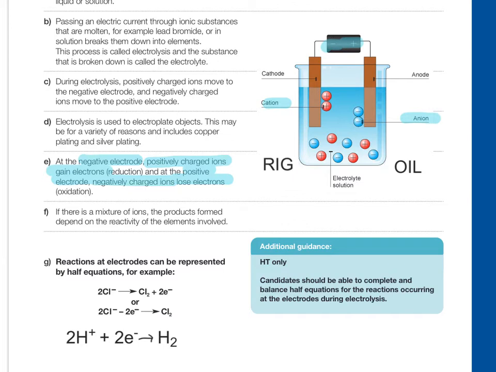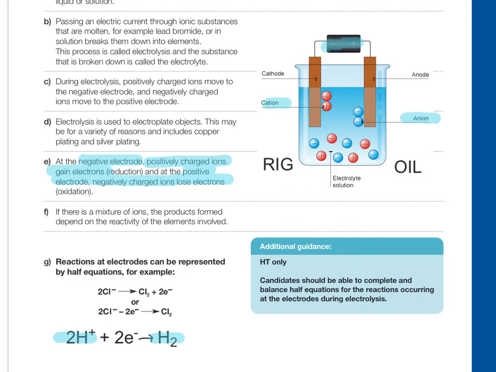At the cathode, positive ions, things like H+, for example, would gain electrons. They would be reduced. And in the example of 2H+ reacting with 2 electrons, we would form H2 at the cathode.